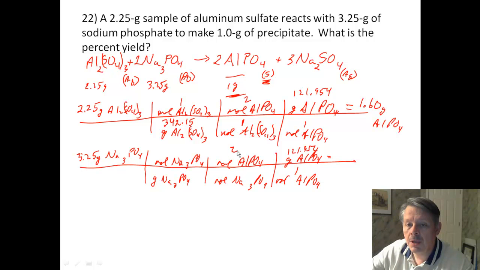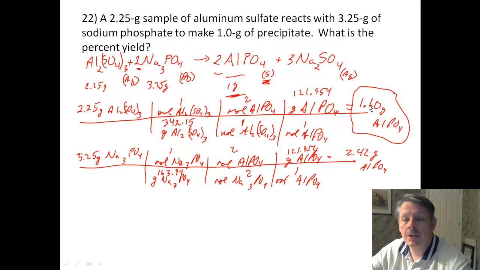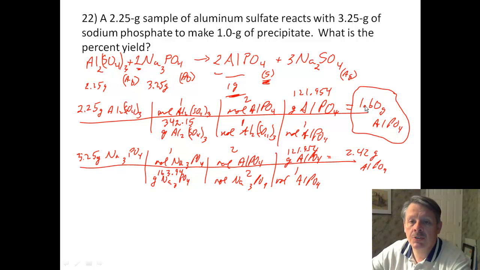And we have 2 moles of aluminum phosphate. We have 2 moles of sodium phosphate and 1 mole of sodium phosphate. We have to figure out how much that weighs, and that's 163.94. When we actually do the math, we come up with 2.42 grams of aluminum phosphate. So that tells us this is our limiting reactant. The maximum amount we can expect to get out of this reaction is 1.60 grams.